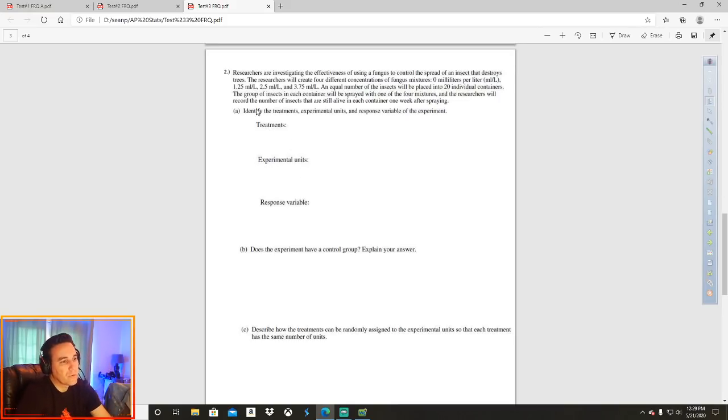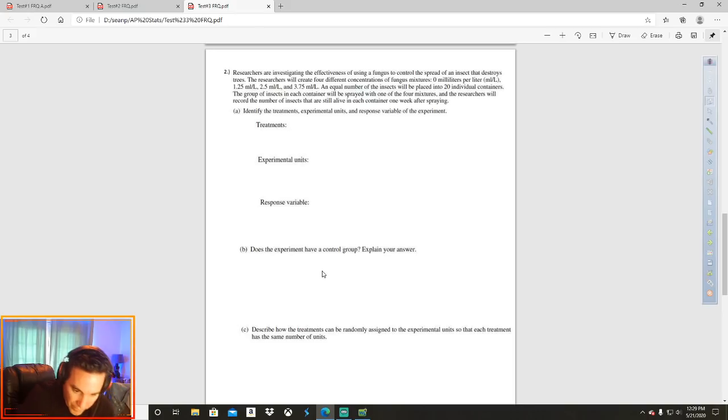The treatments on this one you would just describe. It's these 4 fungus concentrations, and the response variable we are measuring is how many are still alive after a week. So probably the proportion of survival would be my response variable, or my statistic. My response variable, how many are still alive in each container. Does the experiment have a control group? Yes, because it had the 0. So that was your control group.